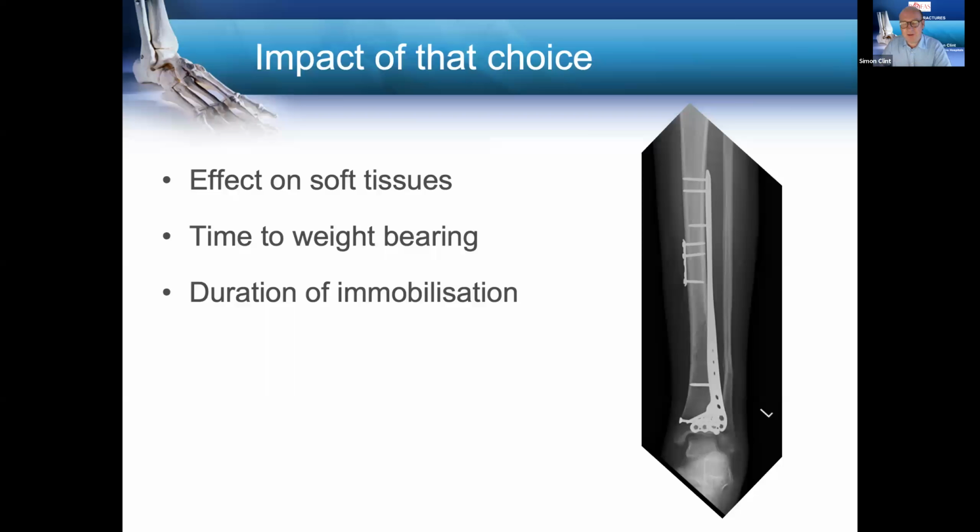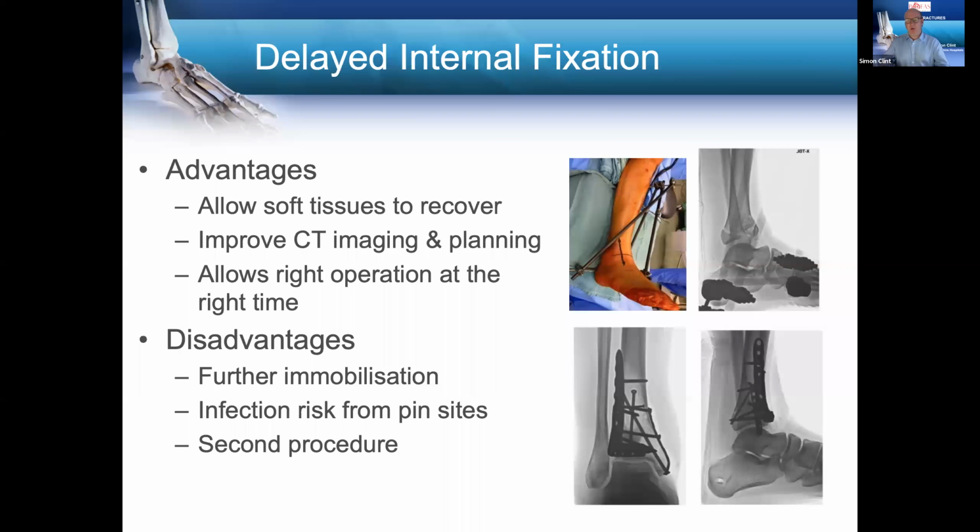And why does this choice of fixation matter? Well, it matters because different choices affect the soft tissues. Different types of fixation will dictate how long you want to immobilize the leg and when you're going to let the patient walk on it. So I'm just going to quickly go through the various choices, and hopefully in the discussion we can flesh some of this out later. But delayed internal fixation, the classic modern treatment, has got lots of advantages.